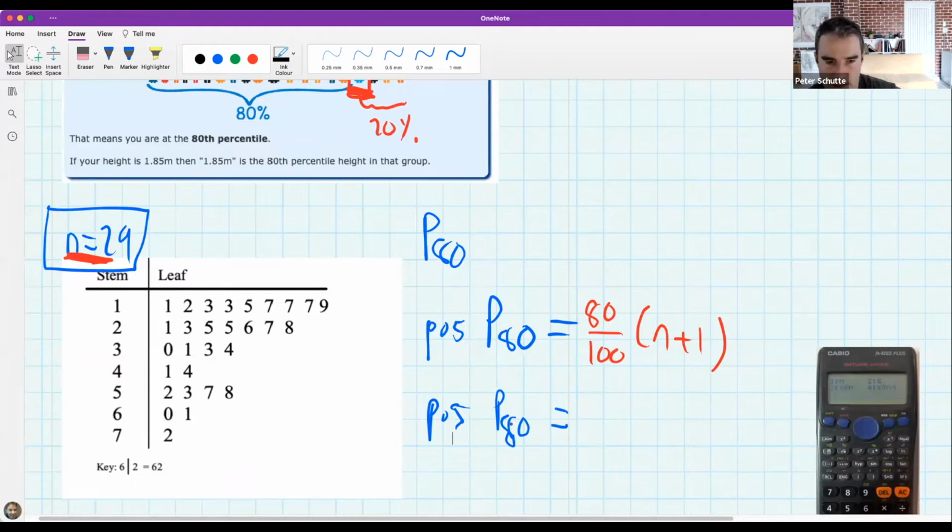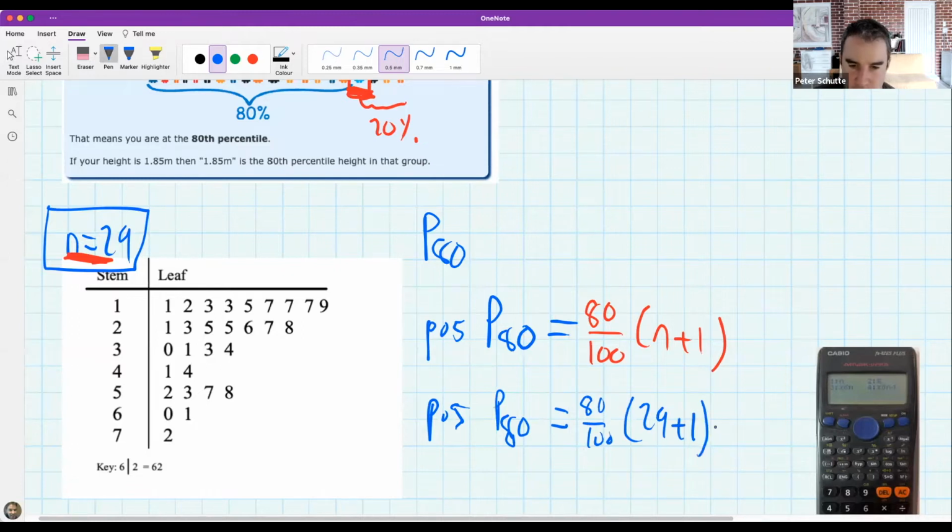Okay, so I want you to use your calculators and think about what n has to be, and then I want you to work out what the position of P80 is going to be. Put it in the chat there. So I know this is going to be 29 plus 1. And so that's going to be, let's work it out, 0.8 times 30. So this is the 24th position.